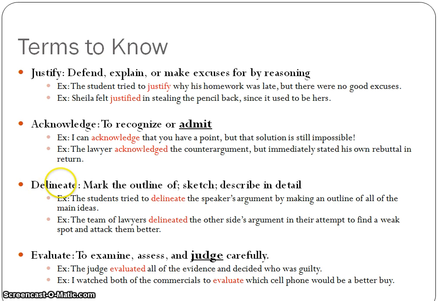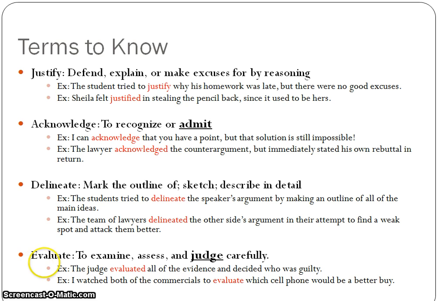If you delineate, that means you're marking the outline of, sketching, or describing in detail. We often will delineate the argument of the other side to look for their weak points. So, for example, the students tried to delineate the speaker's argument by making an outline of all the main ideas.